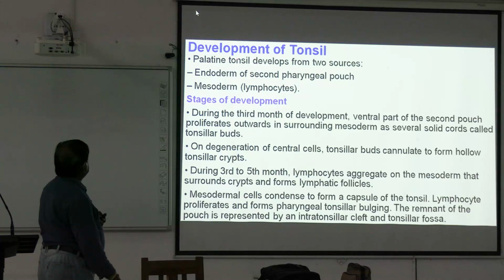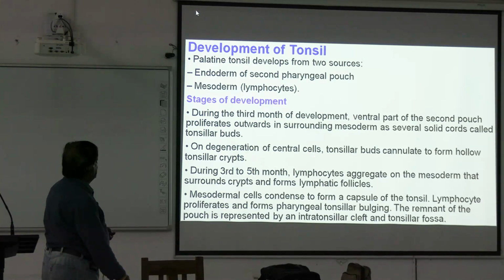Now, development of the tonsil. The palatine tonsil develops from two sources: endoderm of the second pharyngeal pouch, and mesoderm with lymphocytes. Now, stages of development. During the third month of development, the ventral part of the second pouch proliferates outwards into the surrounding mesoderm as several solid buds called tonsillar buds. On degeneration of central cells, tonsillar buds canalize to form hollow tonsillar crypts.